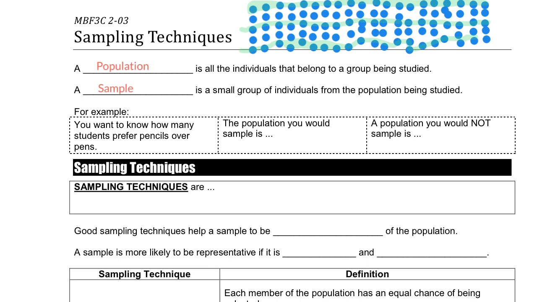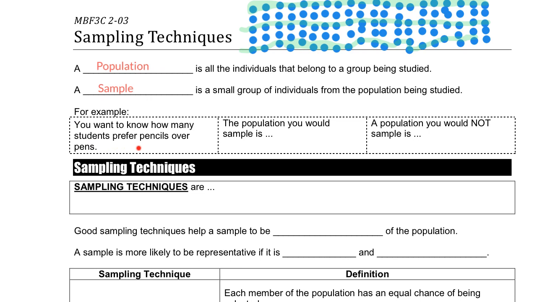That would be my sample. So all of these blue dots represent my population. The ones that I've highlighted are my sample. So the population is everybody you're finding information about. The sample is just the people that you're asking.